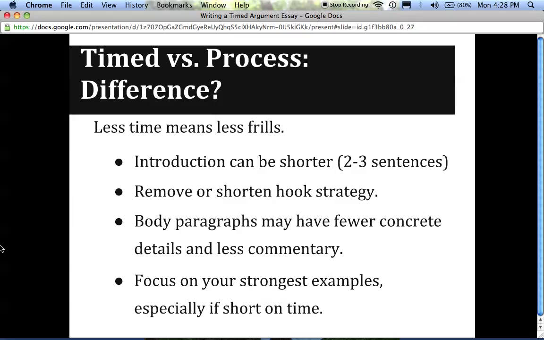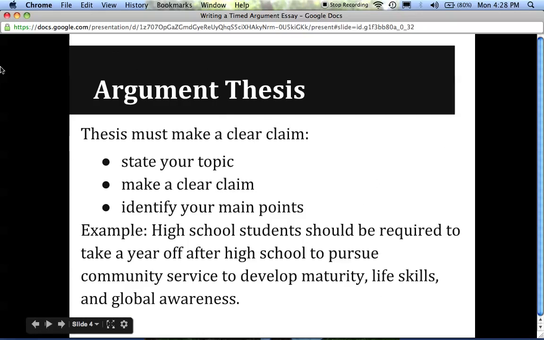So you're going to need 2 concrete details per paragraph, but I know some students are used to being able to add a 3rd quote. So for a timed piece, you want to limit your evidence to those 2 central pieces of evidence. And so just focus on those strongest examples, especially if you're short on time. And your commentary, which is really your analysis and your explanation, that will also need to be clear and concise and quite possibly shorter.